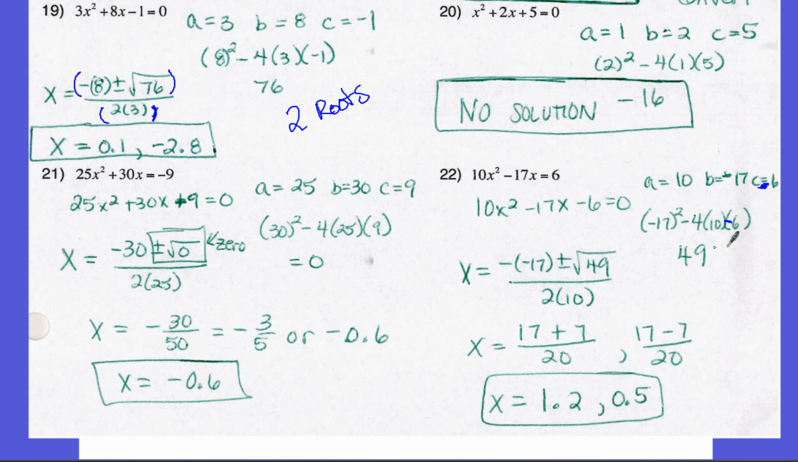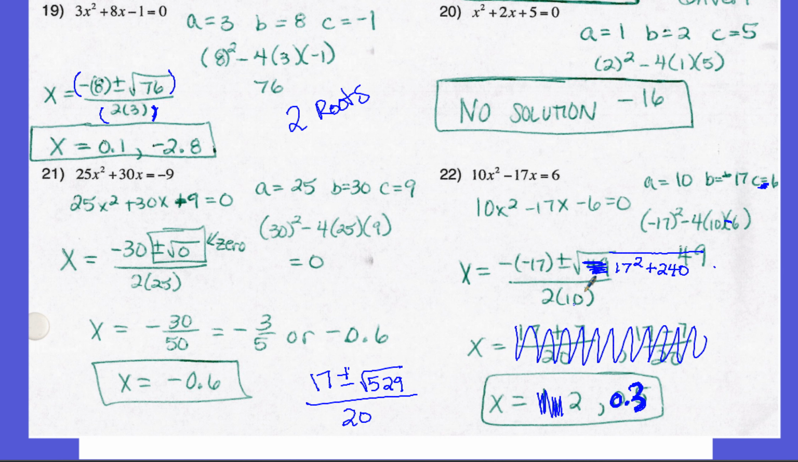So instead of the square root of 49, this should be whatever 17 squared is, and I do not have a calculator right now. 17 squared plus 240, whatever that is, under here, and that will give you your two answers. So I will give you corrected answers. Give me a moment.